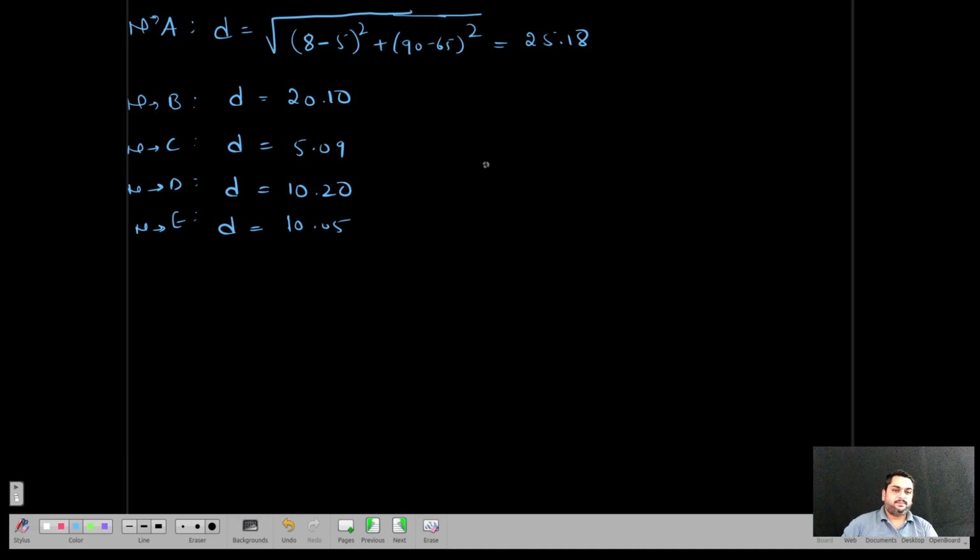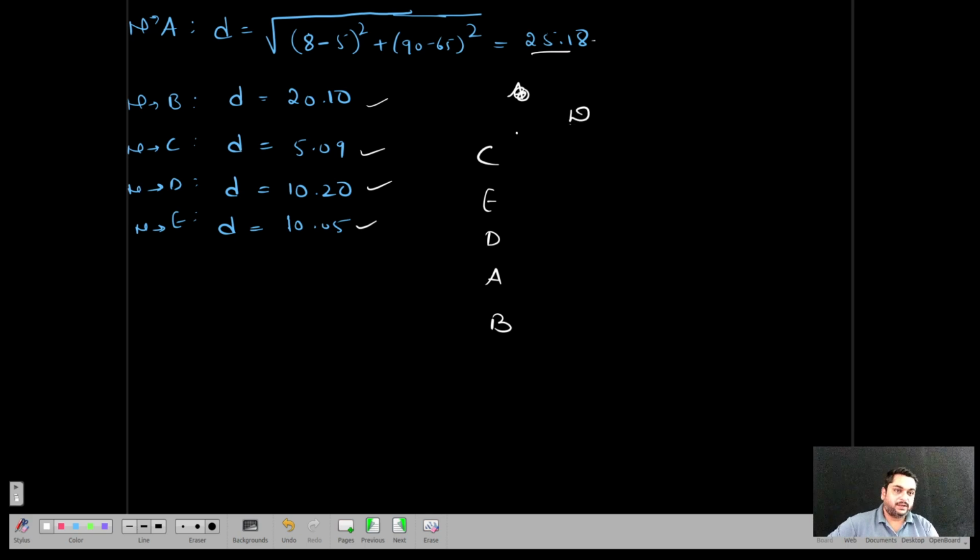Now you arrange them in ascending order because I want the shortest distance. This is to find out the sorting order. So this is minimum. Then the next minimum, then this one, and this one. So you write that in order. First is C, E, D, A, B.